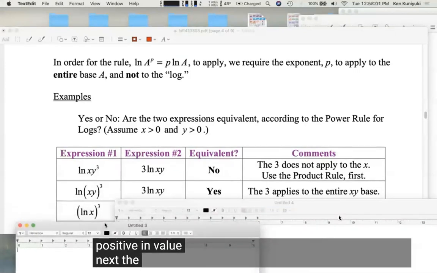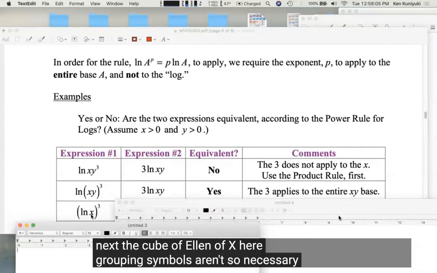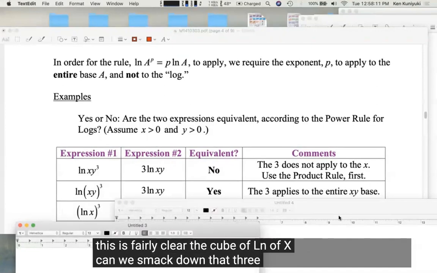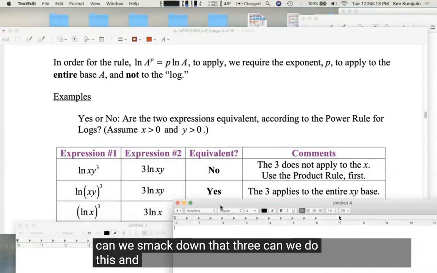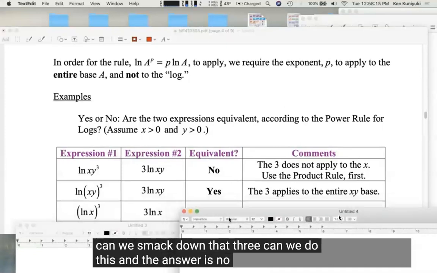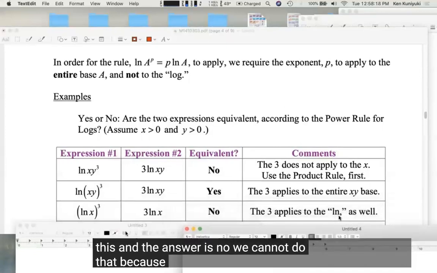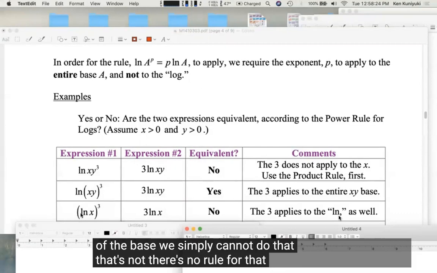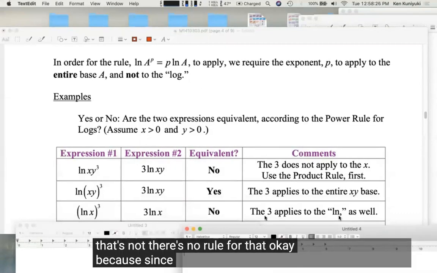Next, the cube of ln of x. Here, grouping symbols aren't so necessary. This is fairly clear: the cube of ln of x. Can we smack down that 3? Can we do this? And the answer is no, we cannot do that. Because if the natural log is part of the base, we simply cannot do that. There's no rule for that. Since the 3 applies to the ln as well, we're not allowed to smack down.